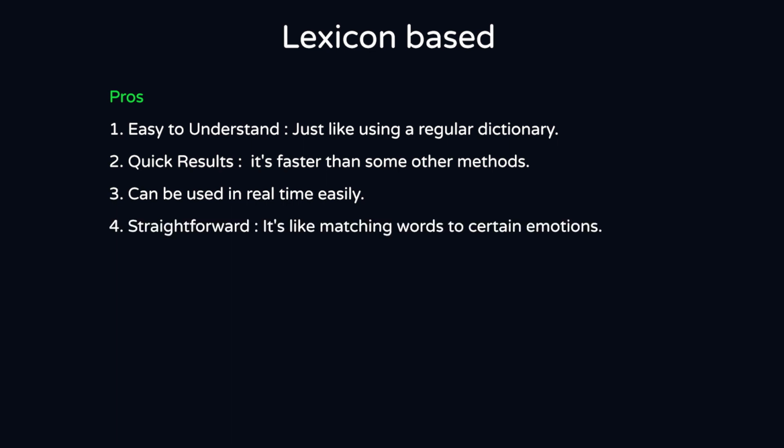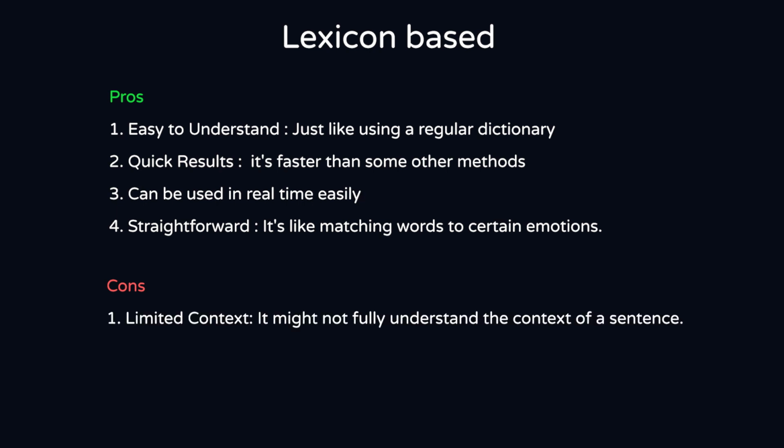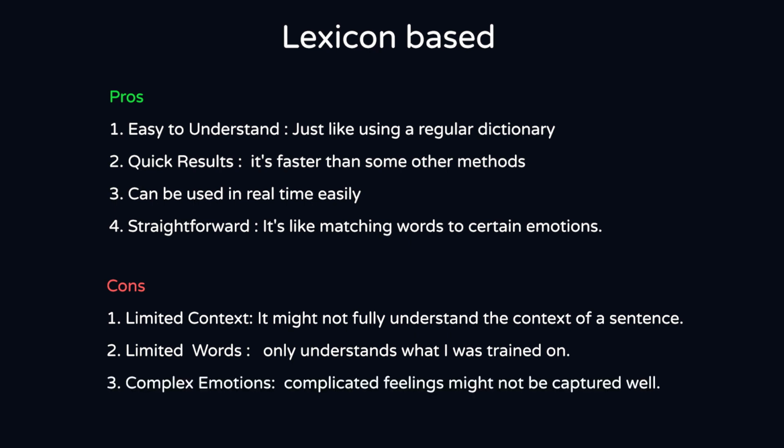Lexicon-based analysis is pretty straightforward. There is nothing difficult about it. Let's talk about the negatives, the cons, of the lexicon method. It has limited context. Sometimes it misses the emotion of what you mean. For example, if I said I am so hot, I am on fire, a lexicon might think you are actually on fire. It has limited words. It doesn't understand other words if it wasn't trained on them. And it also lacks complex emotion analysis.